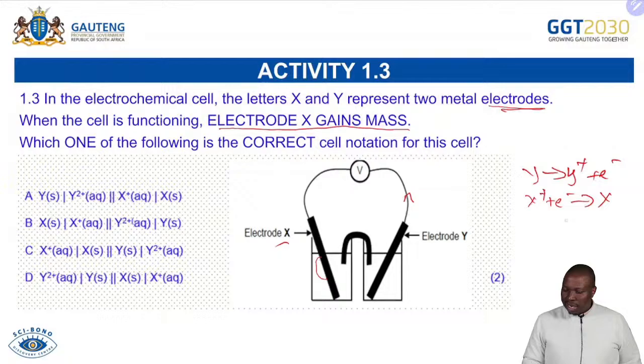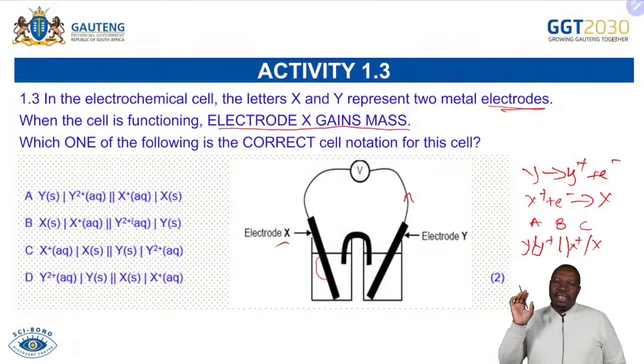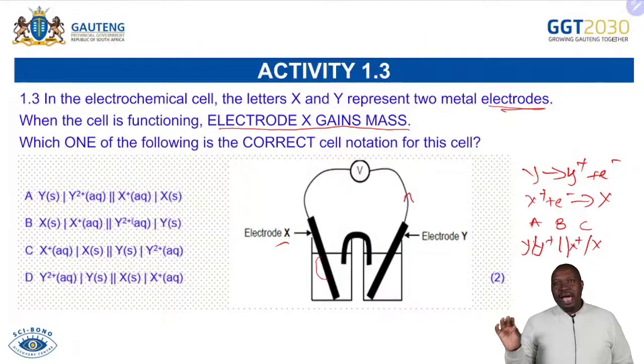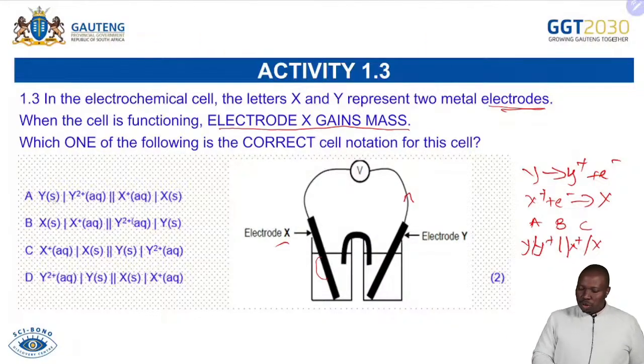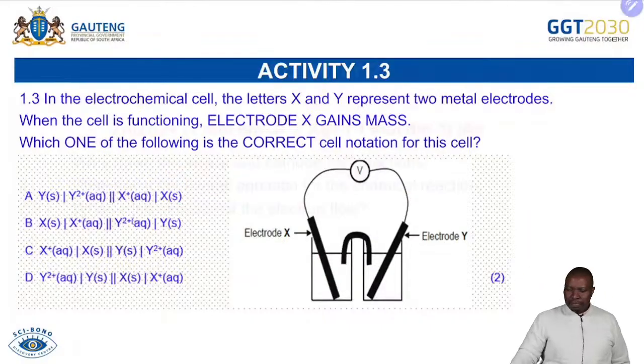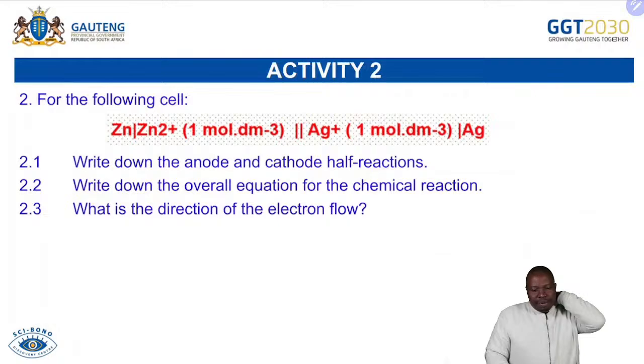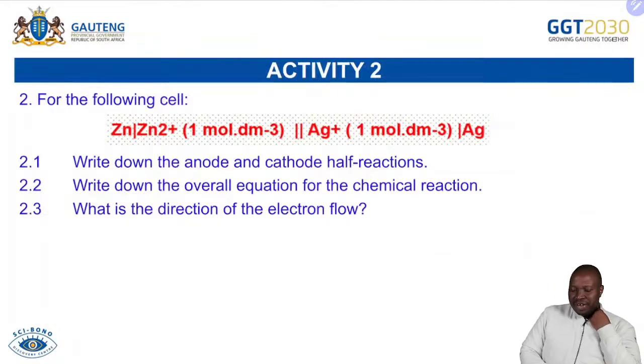And if you check the cell notation, we said we always start from anode to salt bridge to cathode. So you're able to see that your anode is your Y, forming Y plus, and you have the salt bridge, you have X plus forming your X. And then you can indicate as well whether it's solid and aqueous. Remember, your Y and X are solid, and then you are able to see that A is the correct answer in terms of 1.3.